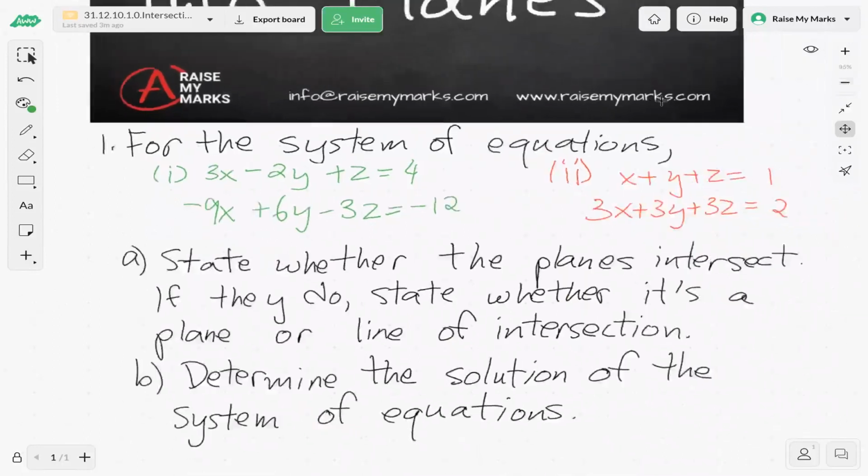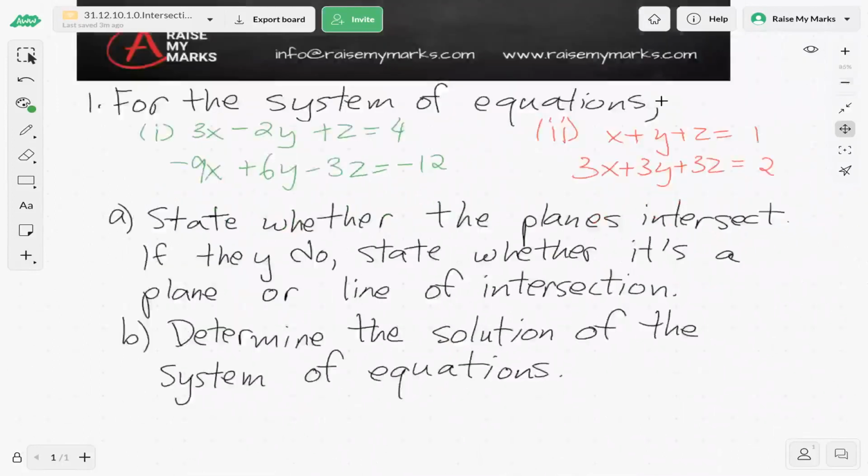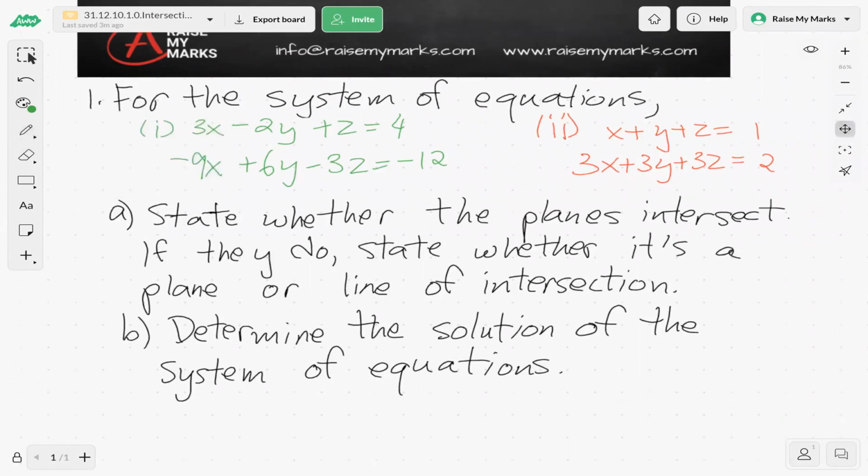All right, so for the system of equations, we're asked to state whether the planes intersect. If they do, state whether it's a plane or line of intersection. And then part B, determine the solution of the system of equations. Okay, so let's have a look at the first one. It's in green.